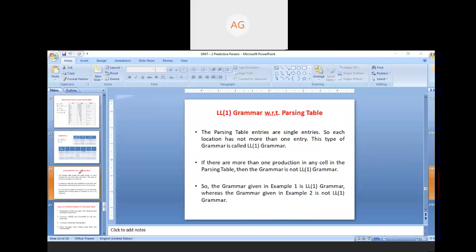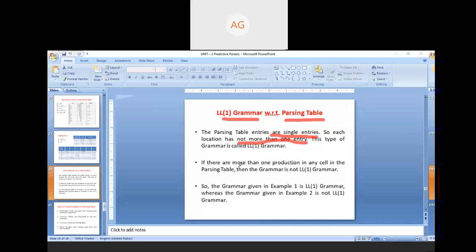These are some of the important points related to the LL1 grammar with respect to the parsing table. The first point is that the parsing table entries are single entries. Each location has not more than one entry. This type of grammar is called LL1 grammar. Basically, each cell of the table consists of not more than one entry.